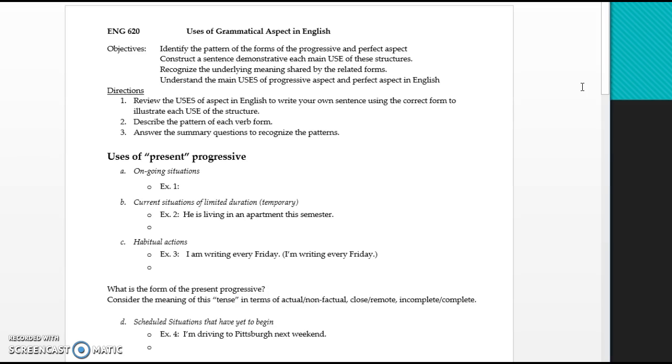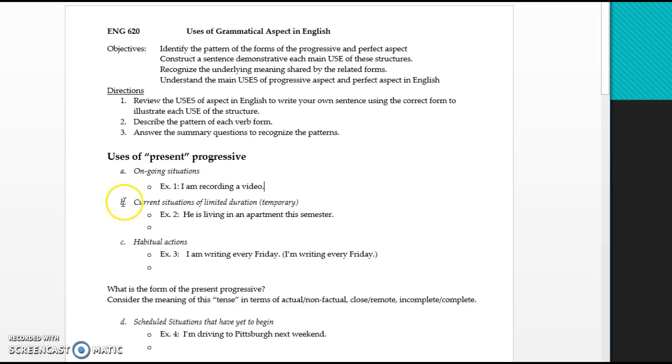Okay, so the first use of present progressive is an ongoing situation. So what is something that you're doing right now that you could describe using present progressive? Take a moment and write down your own example. Okay, so I could say something like, I am recording a video. I'm sitting at my desk, right? You could do lots of things. She's eating a salad. You could do whatever's happening right now. You could have that as an example.